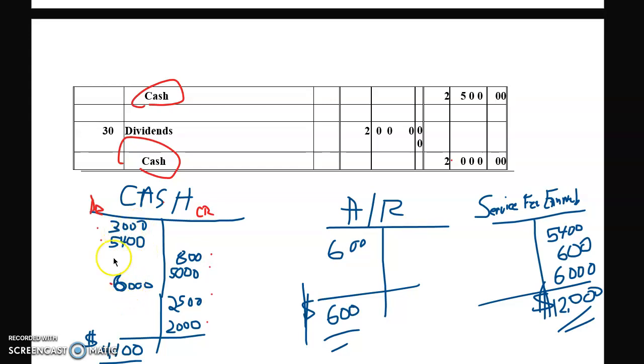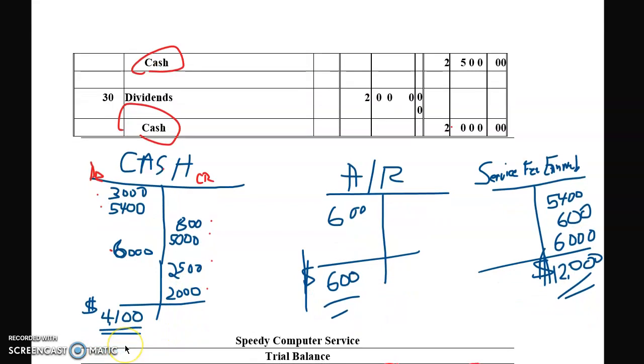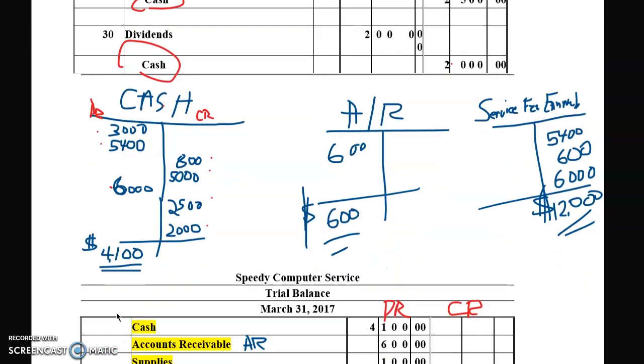So what I did was I got 3,000 plus 5,400, which is 8,400. And then I added 6,000 to it, which is 14,400. And then I subtracted these, and it's 4,100. I'm going to let you develop your own system on calculating the balance of a T account.